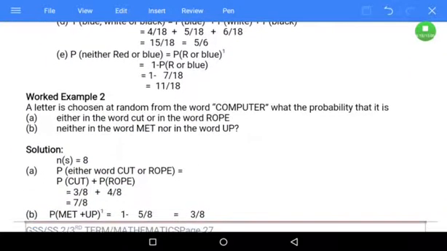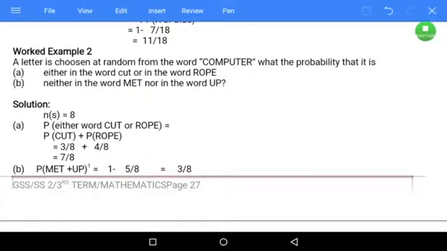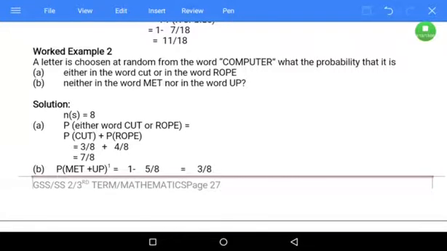That's clear, I expect. Alright, so let's quickly do example 2. It says a letter is chosen at random from the word computer. What is the probability that it is in either the word cut or in the word rope? Of course, in the word computer we have 1, 2, 3, 4, 5, 6, 7, and 8. We have 8 letters in the word computer. Had 2 letters repeated themselves, we wouldn't say we have 8 different entries, we will say we have 7. We don't repeat entries in probability and sets. Don't forget. So in computer we have 8 letters.